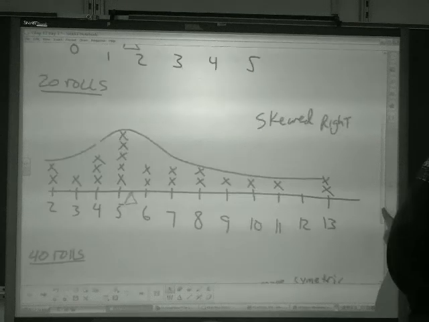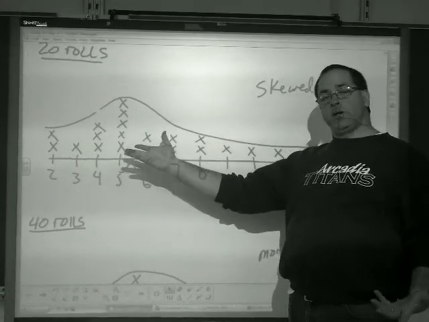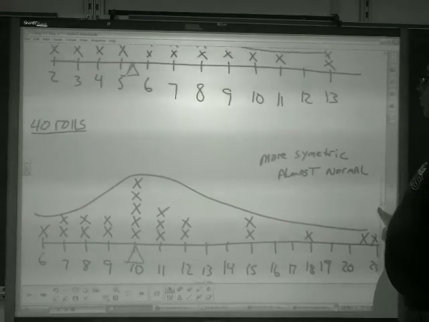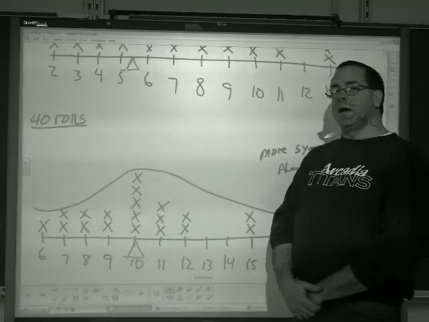n times p, 20 rolls, 0.25 should be about 5. We were pretty close. 40 rolls should be about 10. Most classes were right on.